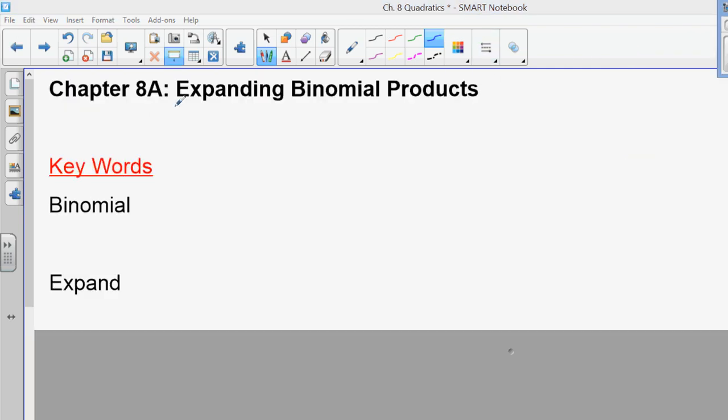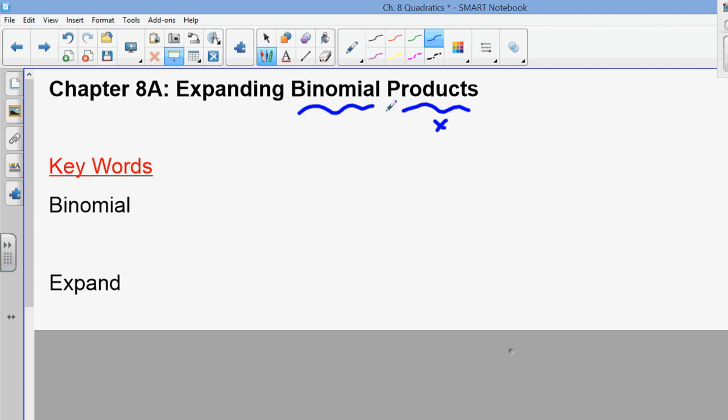So Chapter 8A, expanding binomial products. So products, remember, is a multiplication problem. So we're multiplying 2 terms or 2 expressions together. And then binomial, so a binomial product, bi meaning 2, and a monomial is just kind of a term, or a product of a number and a pronumeral.